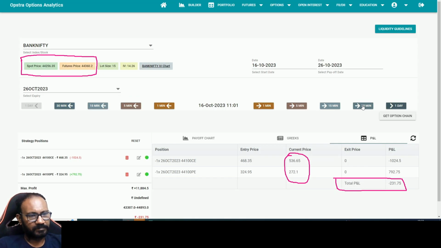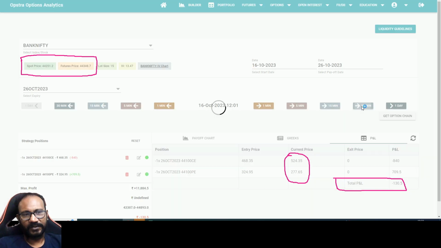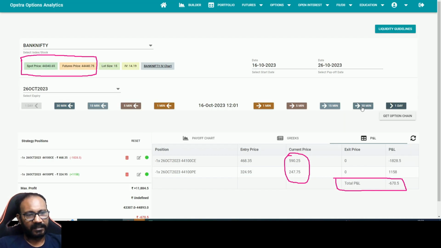So it's kind of okay. Like 70 points lost, and here again about some 60-70 points gained. So this is still fine. You don't have to do anything. There is no need for any adjustments at this juncture because the option premiums have not changed much. It's holding up. So you don't have to really worry.